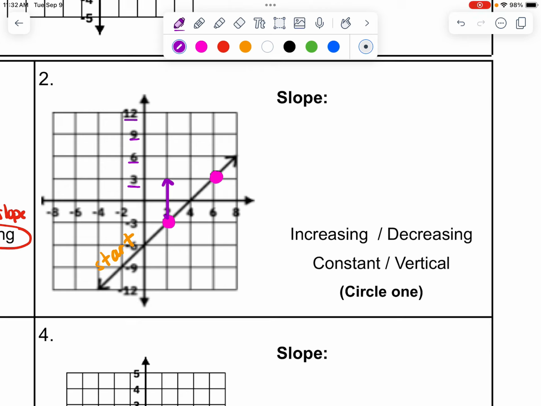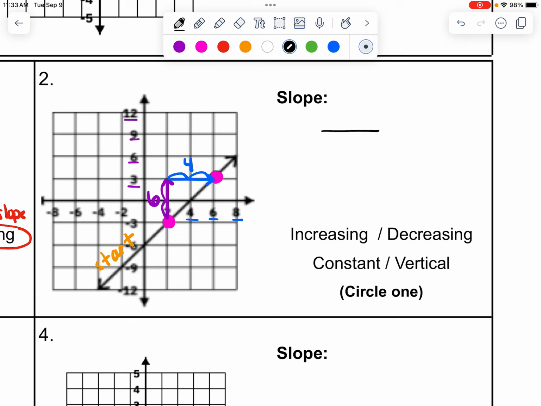So if I go up 2 boxes, that's going to be worth 6. Then I need to slide to the right 2 boxes. But again, if you look at this graph, these boxes are each worth 2. So if I slide to the right 2 boxes, that's really 4.